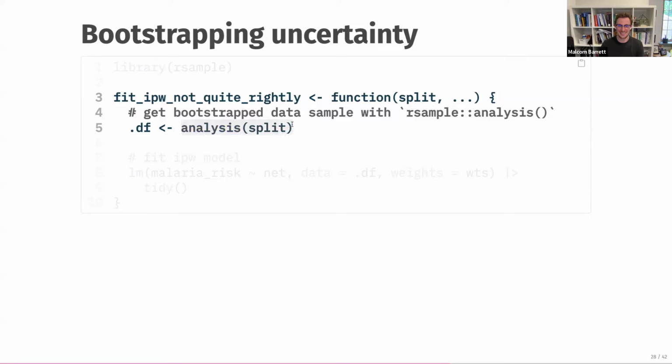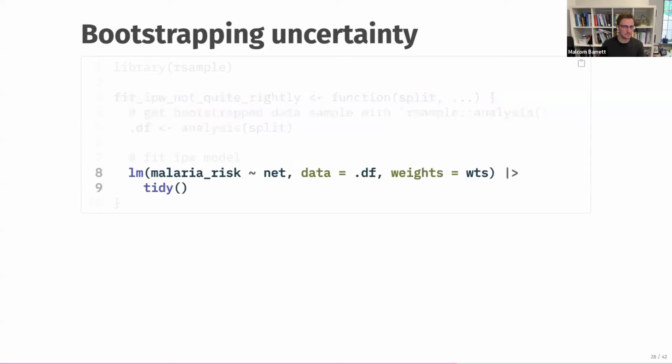And so this analysis function is getting the bootstrap data set. By the way, excuse me if you don't know what bootstrapping is. It's a way of resampling data that allows you to make uncertainty estimates when we don't necessarily have a closed form solution for the standard error. So there's a little bit more detail about that in our book.